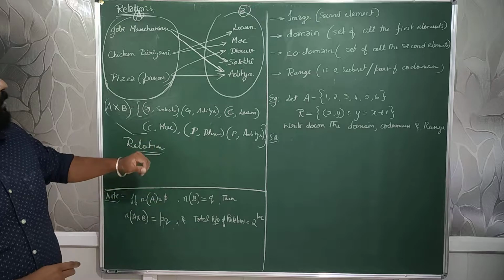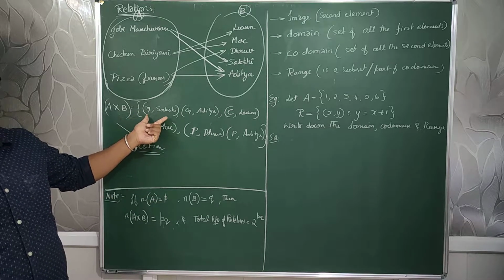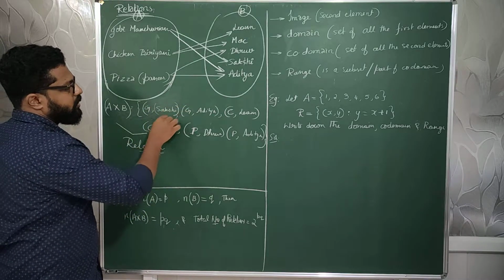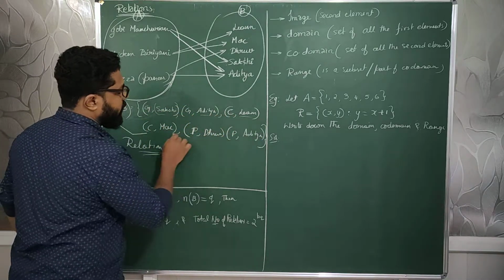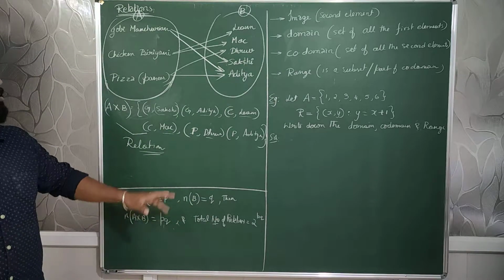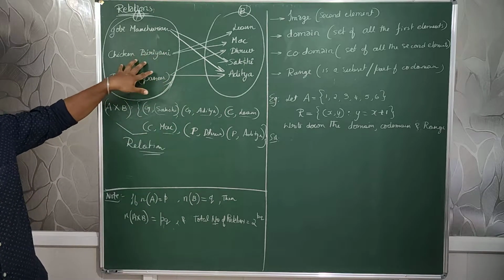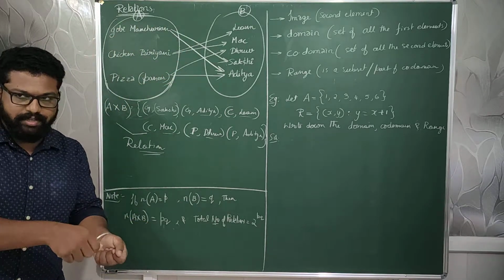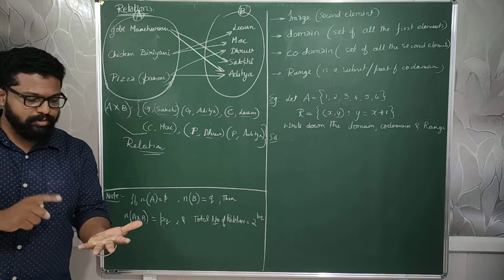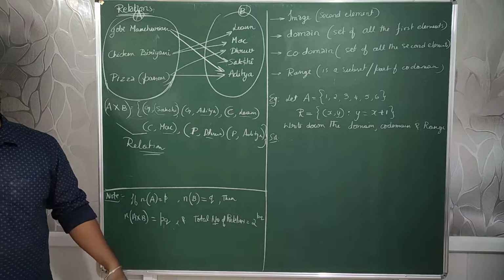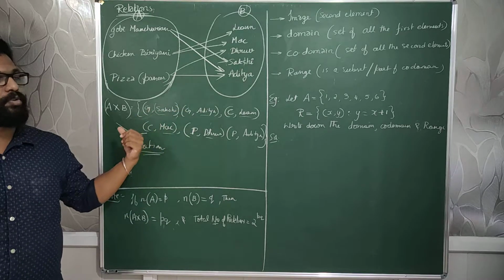Suppose a relation is created in this way. The second element over here is called the image. What happens when I imagine chicken biryani? Leanne will come to my mind. Who's getting chicken biryani? I'm putting it into a plate, and whose is this? This is Leanne. So she'll come to my mind. That is the image. The second element is going to be the image.